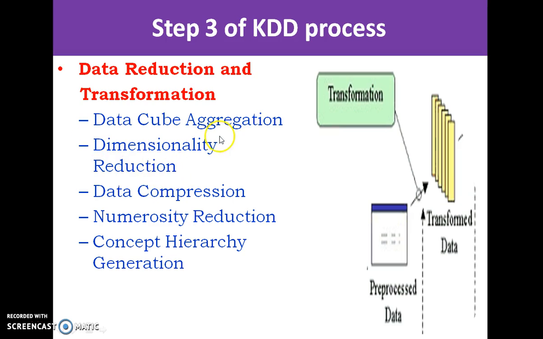And the second one is dimensionality reduction. The dimension here means the attribute. The pre-processed data set may consist of a number of attributes to describe the properties.